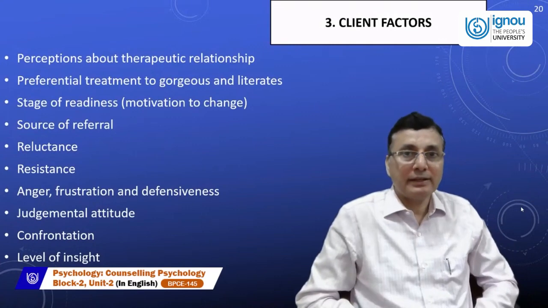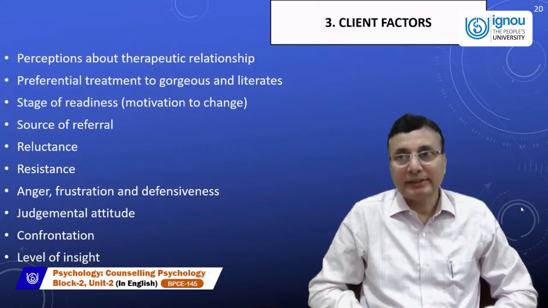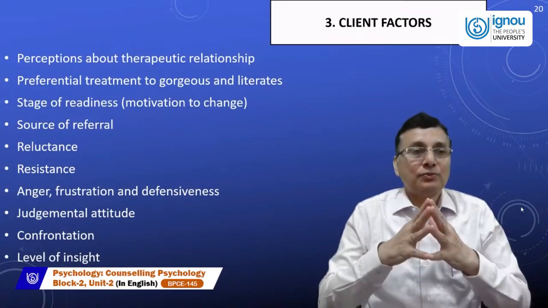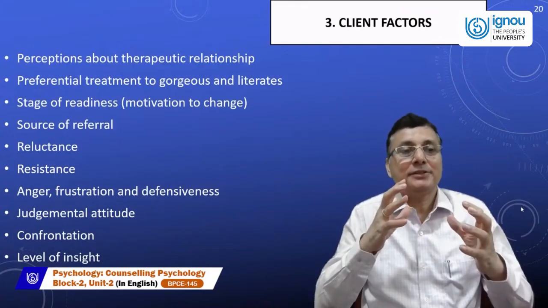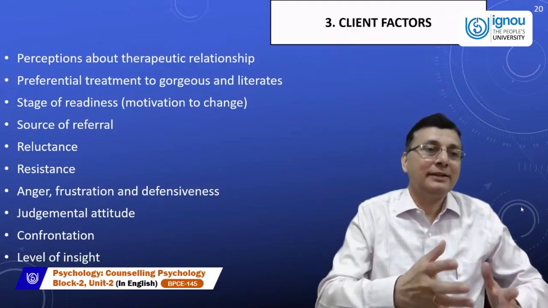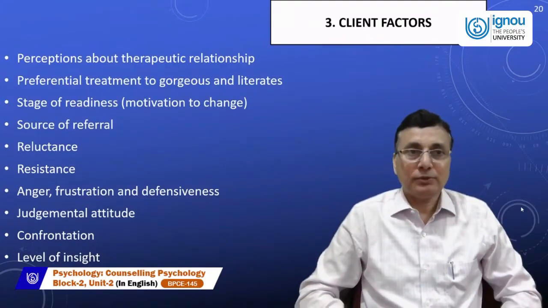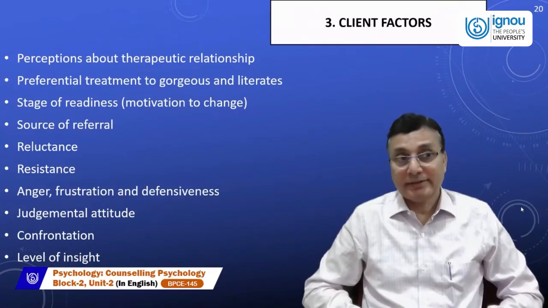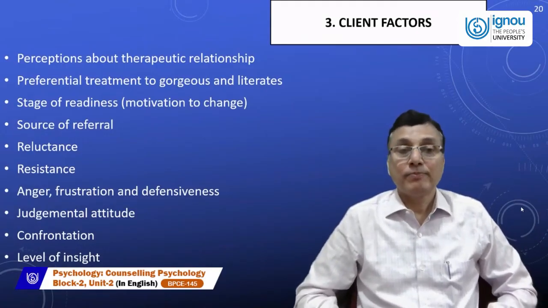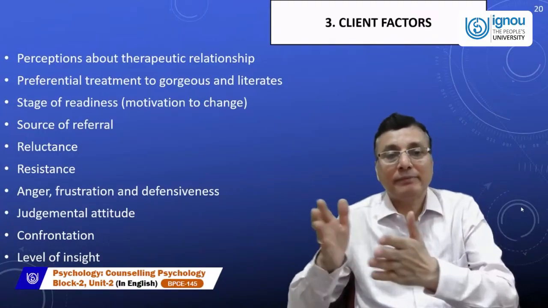There are certain factors related to the clients which affect the outcome of the sessions. Like perception about the therapeutic relationship, and preferential treatment to the rich and the literate. If a client is from a well-to-do family, speaks very good English, is highly educated, sometimes counselors give preference to such clients. No, for a counselor, everyone is the same. Also, if the client is literate or motivated to change the state or solve the problem, all these things are related to the client and affect the outcome.